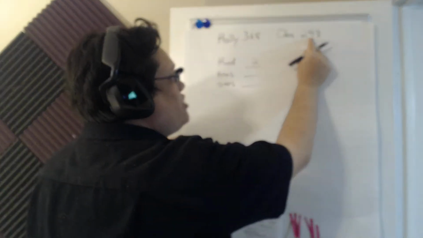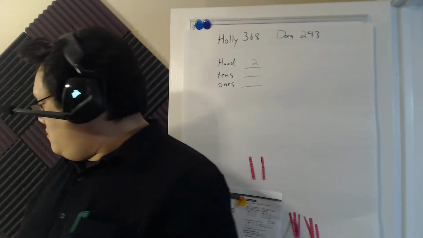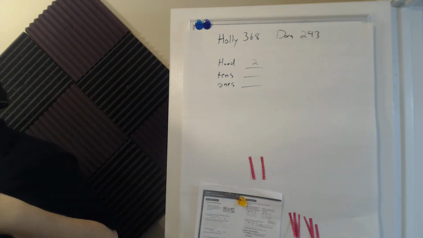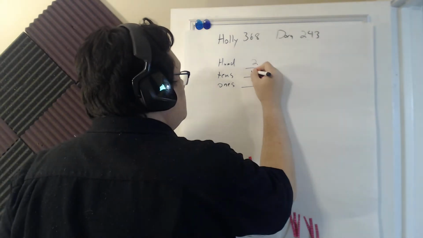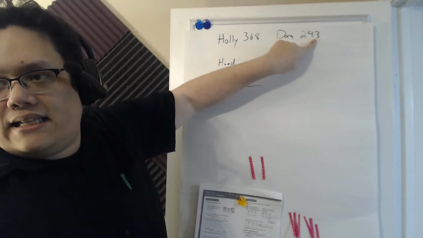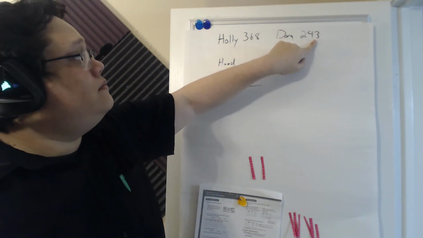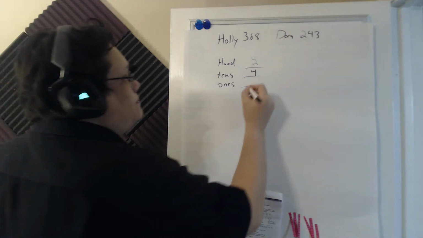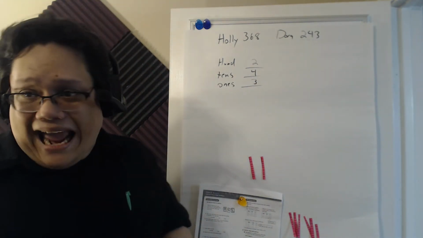How many tens does she have? This is the tens place. How many tens are there? She has 4 tens. And this is the ones place, right? Last thing. How many ones does she have there? 3. And that's your answer to A.